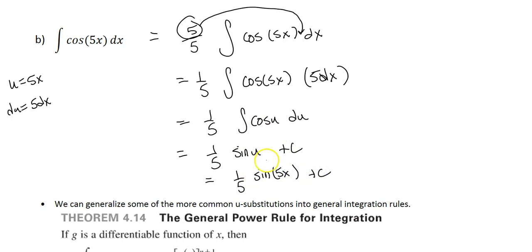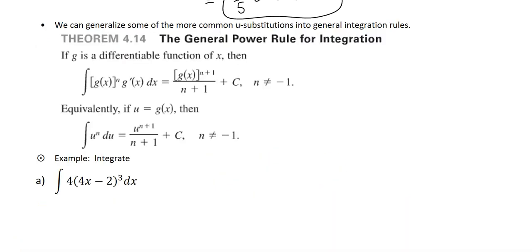So I get 1/5 sine of 5x plus c. And we can generalize some of the more common u substitutions into general integration rules. In fact, most of the time when you see integration rules from here on out, they are going to be expressed in terms of u instead of x, just because it allows you to generalize them a little bit better.